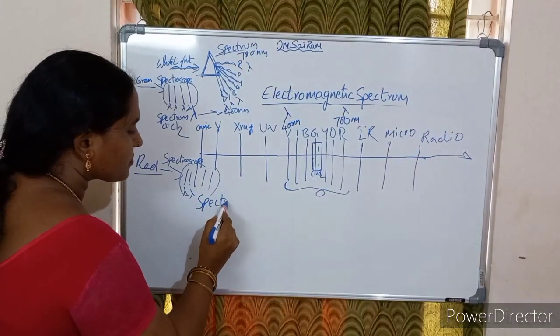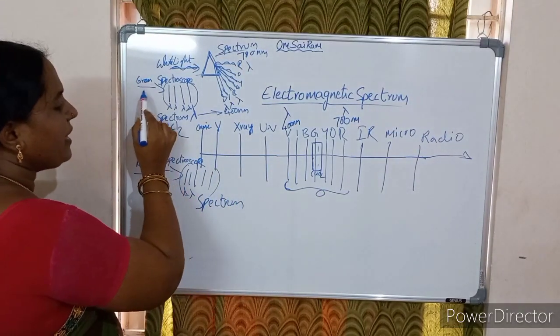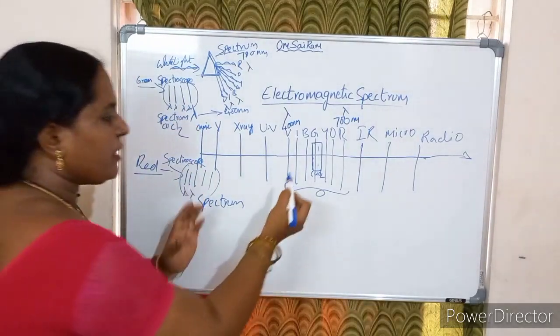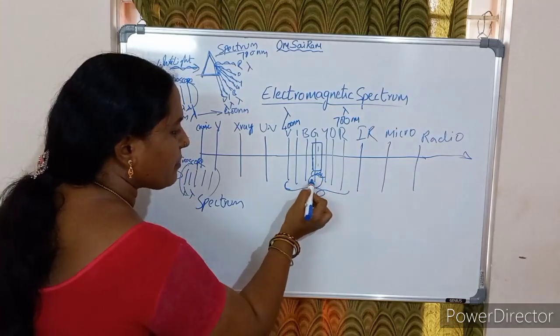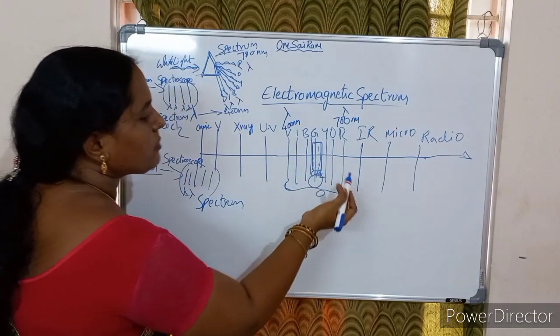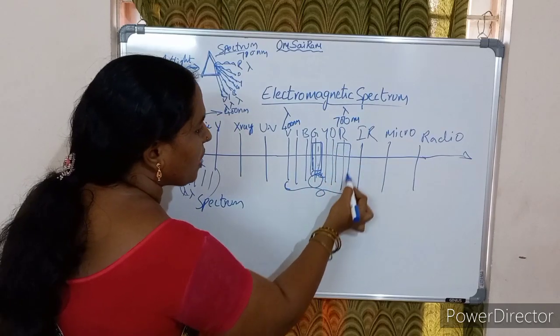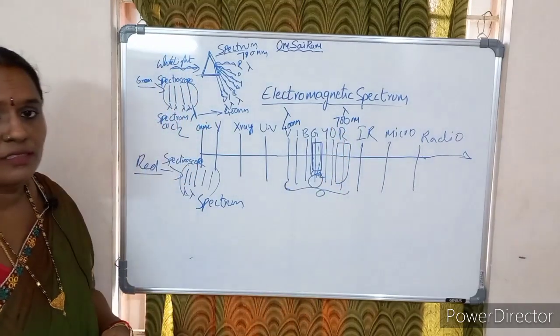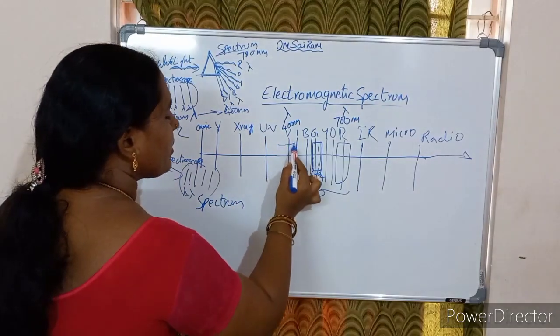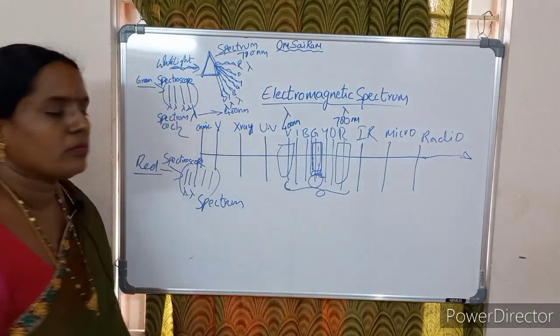Every element produces its own spectrum. It may be in this region. Cupric chloride spectrum may be from green to yellow. Strontium chloride spectrum will be in the range of orange to red. We cannot say exactly. Some other element's spectrum may be in the range of violet to indigo.